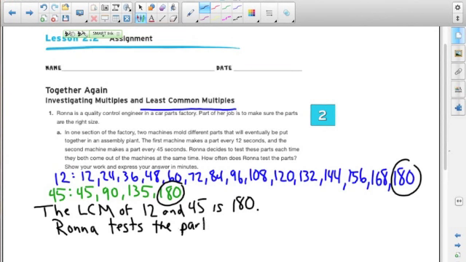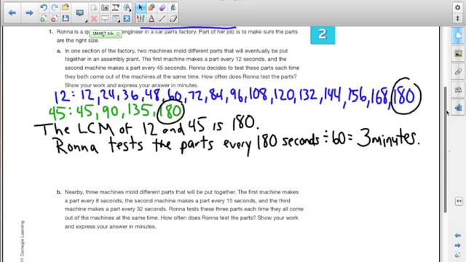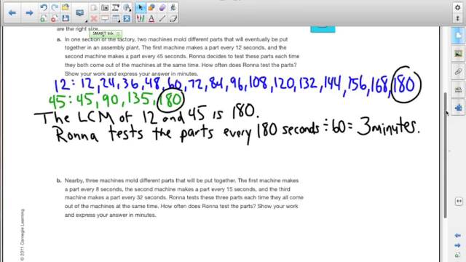And so the first way is just by listing multiples of both, or all 3 numbers or all 4 numbers, until you find one that is the same. And the first one that's the same is the least common multiple. You can also use prime factorization to find the least common multiple, which I'm going to do over here.